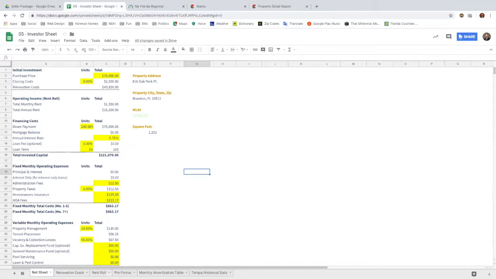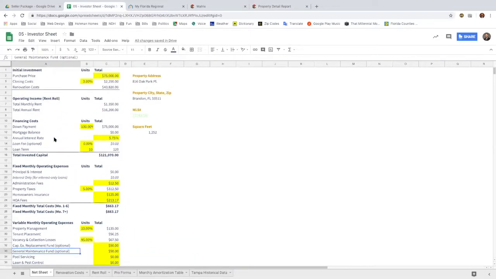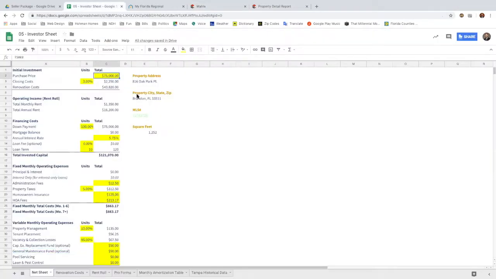Really, the ones that you're going to be focusing on most are the net sheet, the renovation costs, and the rent roll. And with the net sheet here, the cells highlighted in yellow are the ones that we're going to be updating the most often. So for this particular example, we have a specific property. Let's assume it's currently listed at $125. For now, let's just assume that we're going to be buying it at the list price.